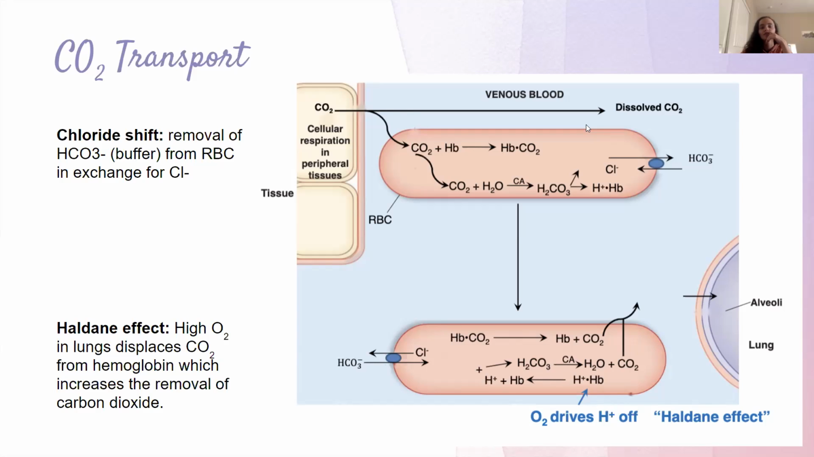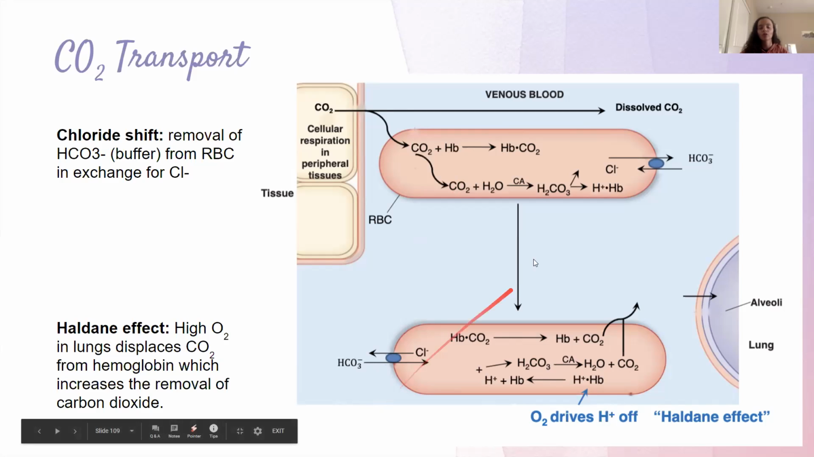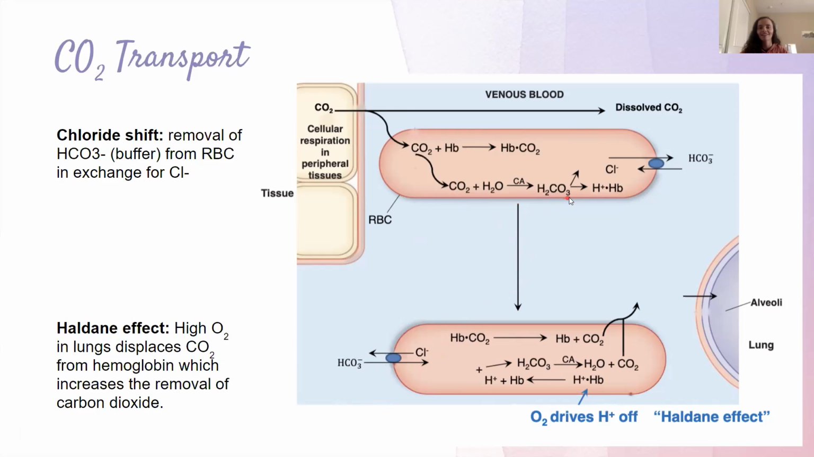And so that's the first thing that you see here in the red blood cell, the HB times CO2. That's another 23%. Now that leaves us with 70%, and another 70% will actually get added to water and then make H2CO3 through carbonic anhydrase. So CA, that's not California, it's carbonic anhydrase. So it forms H2CO3, and so that'll in turn form a complex of hemoglobin and a hydrogen proton.